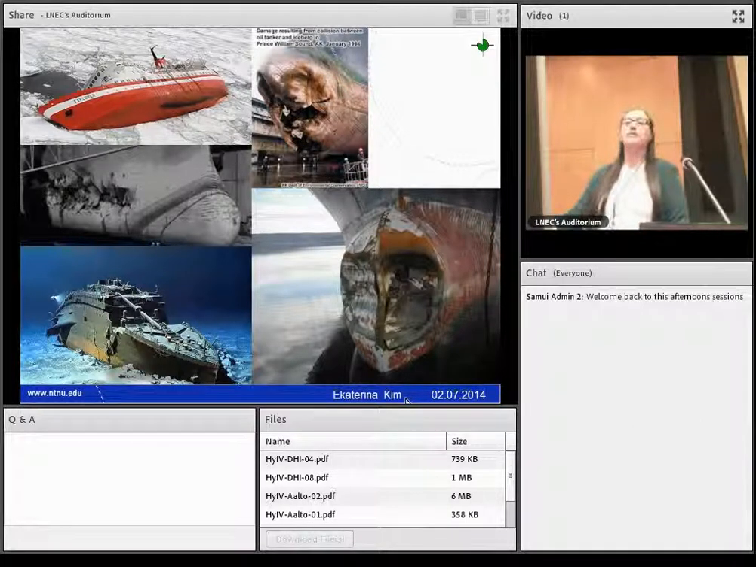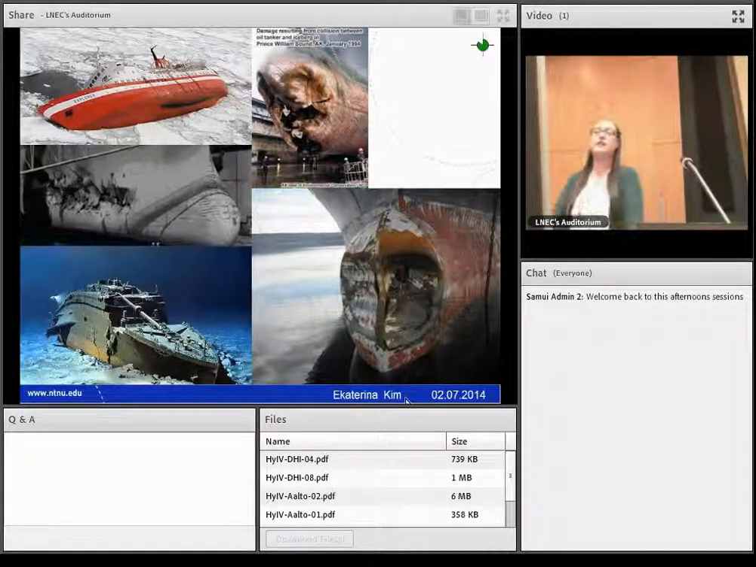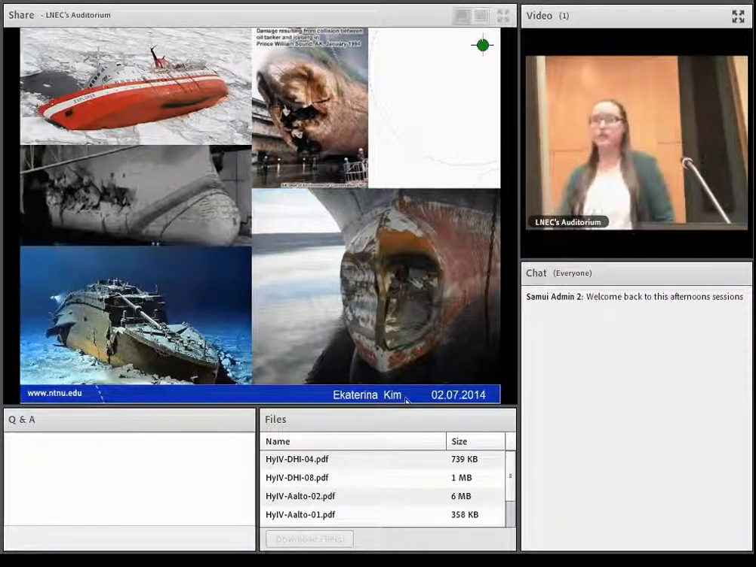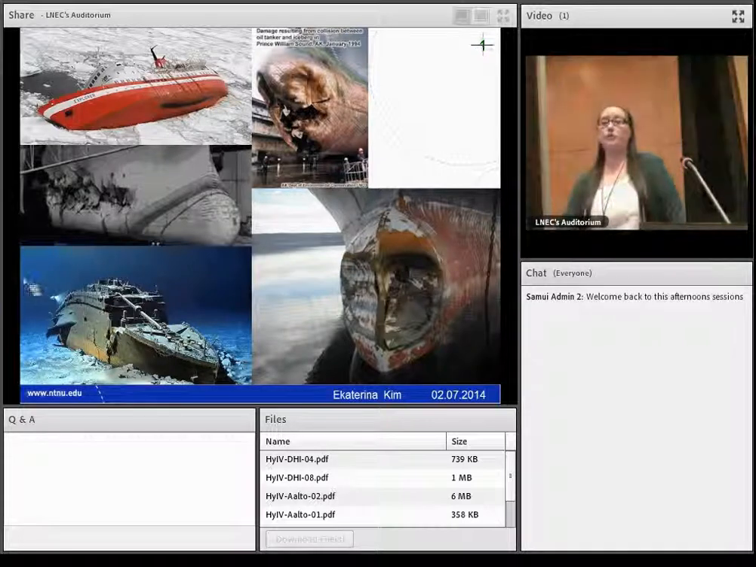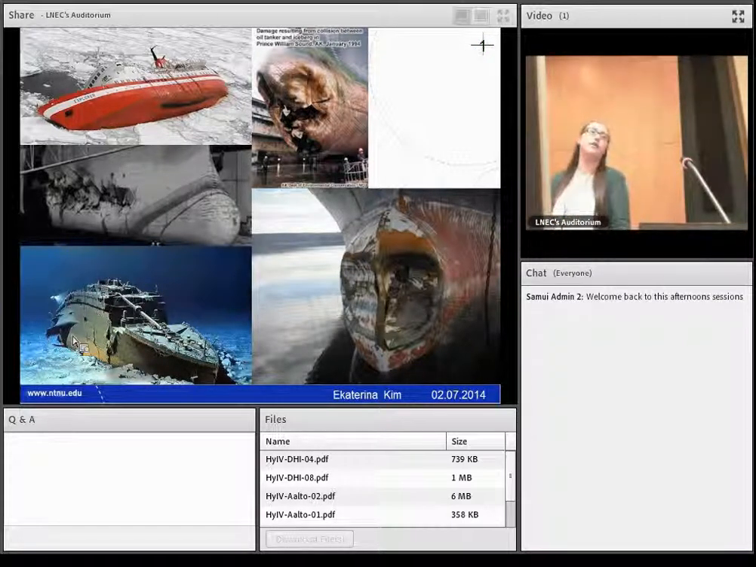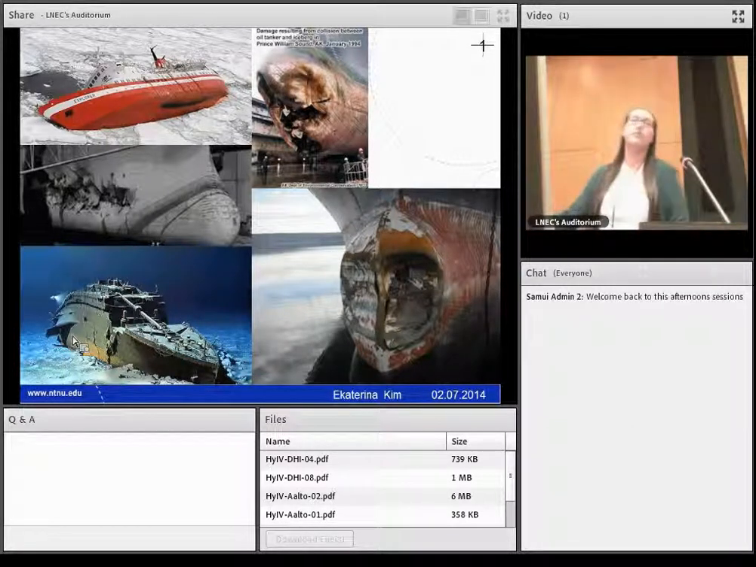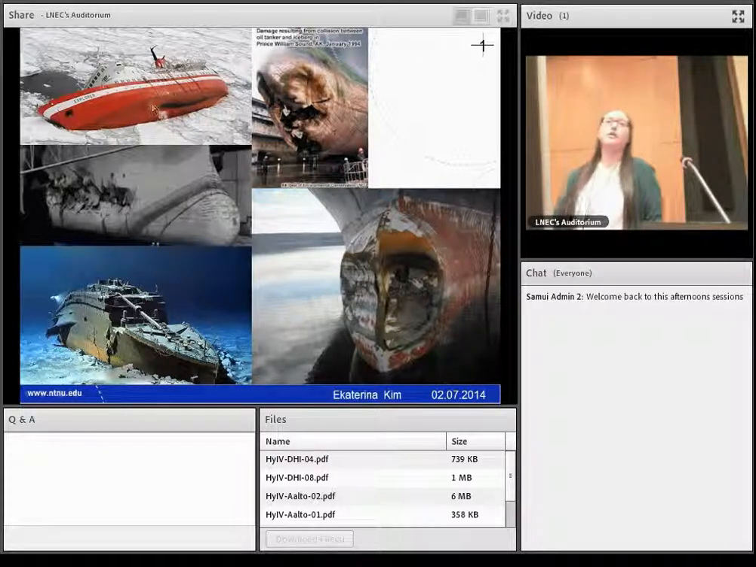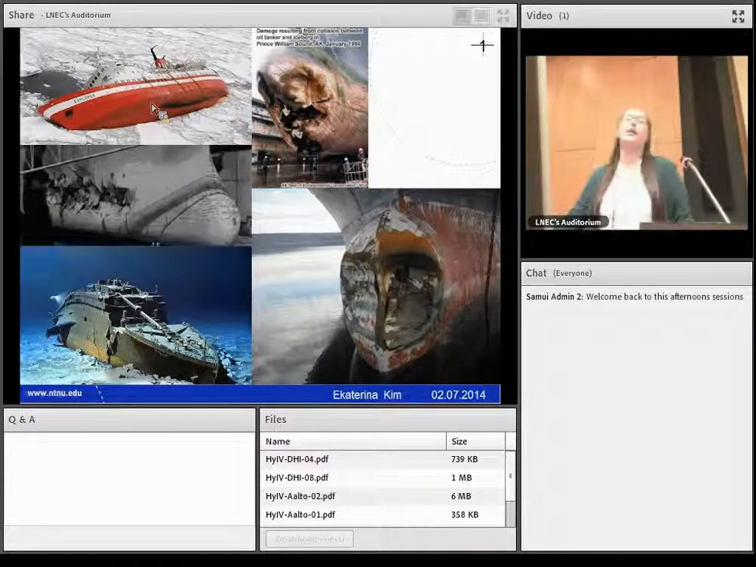Here we can see some examples of the consequences of collisions between ships and ice features. You are probably all familiar with the Titanic, and this disaster cost the lives of more than 1,000 people. A less well-known case is a passenger vessel which collided with ice and also had an accident, which happened in Arctic conditions.